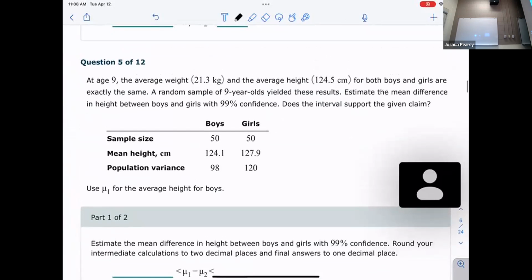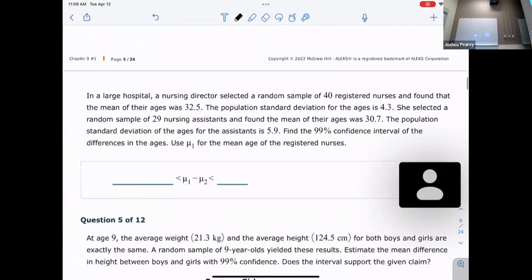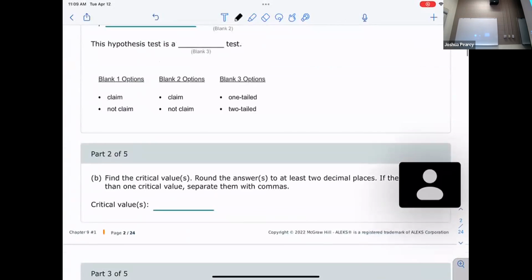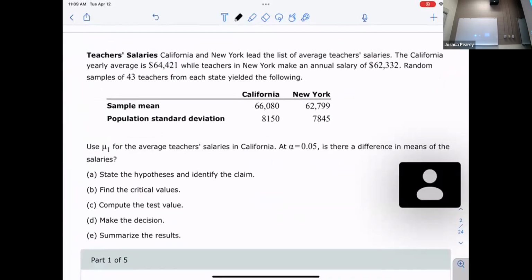Why in the world does it mention this? It does it on another one of them too. Let's look at it. It mentions these things up here. It says the California yearly average is this, and this is this. I don't know why it tells you that. You don't use it in the problem anywhere. Whenever you look at these, just look at this stuff right here. That's all, because that's the mean and the population standard deviation for each of them. That's all you need. I don't know why it gives you that stuff at the top.